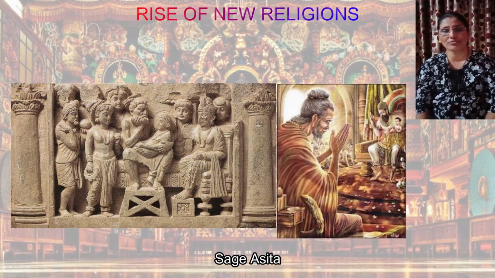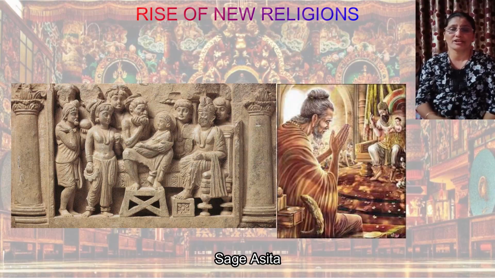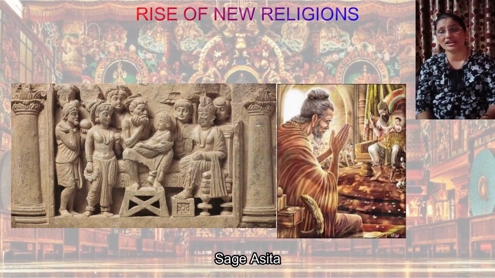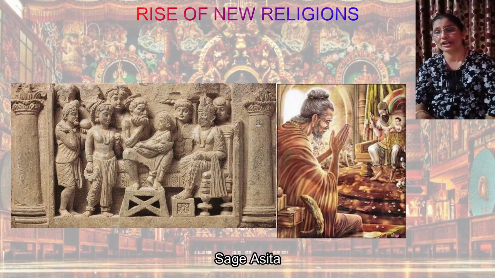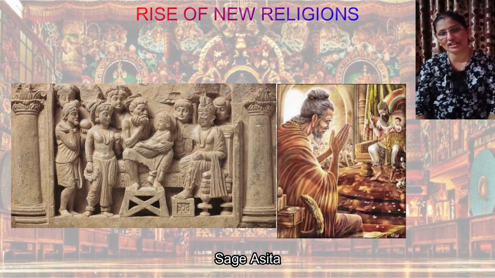Then a sage named Asita said that Siddhartha would be the king of the world. After seeing him as an infant, he also predicted that he might become a sage and help people get rid of miseries. On hearing these words of sage Asita, King Shuddhodana, father of Siddhartha, brought him up with a luxurious life. Shuddhodana wished that his son Siddhartha should become a king.